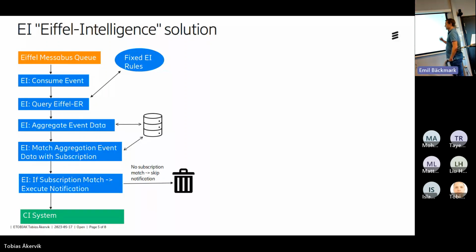Based on the rules, it starts to aggregate data by querying ER. It gets back the aggregated data and stores it in the database. In the next phase, it tries to match the aggregated data by going through all the subscriptions that are registered. If that matches, then it will execute the notification, which can be mail, but normally would be a REST POST. I guess that is the most common use for triggering your CS system. And if no subscription matches, then the event is just not used.